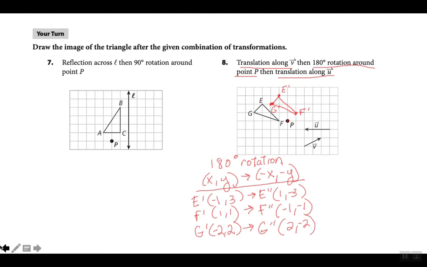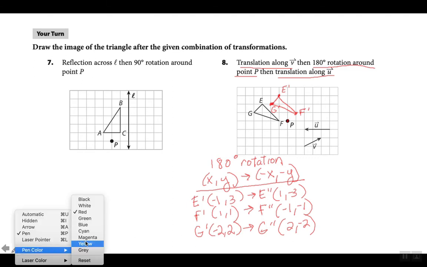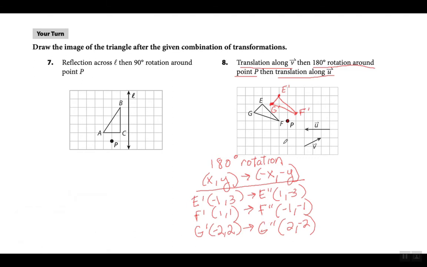Okay, so now let me graph that using the color blue. Almost done. So E double prime, if this is the origin 0, comma 0, that means E double prime is at +1, -3, which is over here. F double prime would be at -1, -1. And G double prime would be at +2, -2. Connect the dots.